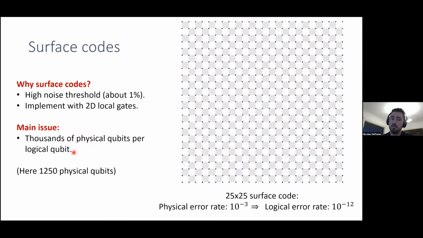And the main issue is that it's very expensive. We need thousands of physical qubits per logical qubit. This one, for instance, is a code that can be used to run Shor's algorithm. And you need a 25 by 25 lattice of qubits to encode a single logical qubit. So you need 1200 physical qubits per logical qubit. And this is why we would like to use LDPC codes, to use much fewer physical qubits per logical qubit.